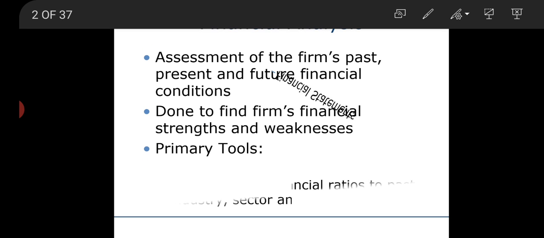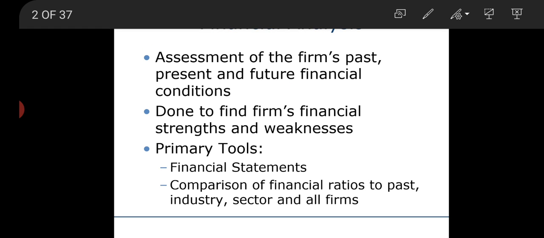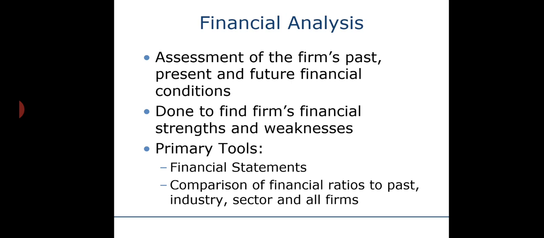Now the third concept you have to study is the primary tools. The financial statements, and the comparison of the financial ratios to the past of the industry sector and all the firms. Means with the help of ratio analysis you can do the comparison with yourself only, with the past history, or the comparison with the other sectors.